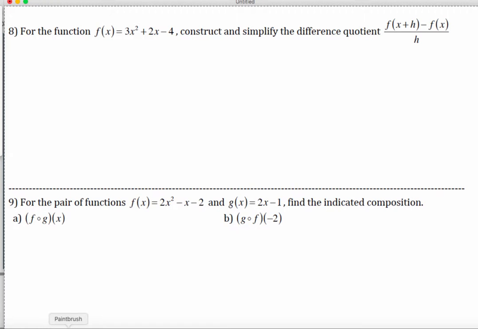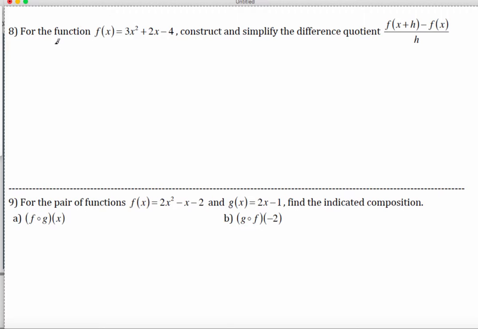All right, for number 8, we're going to construct and simplify the difference quotient. And the difference quotient says to take your function, and wherever there's an x, you're going to substitute in an x plus h, and then you're going to subtract off your function untouched with nothing plugged in. So your function is going to be actually in the problem twice. First with an x plus h subbed in, and then just regular as it originally started. Okay, so let's go ahead and do that.